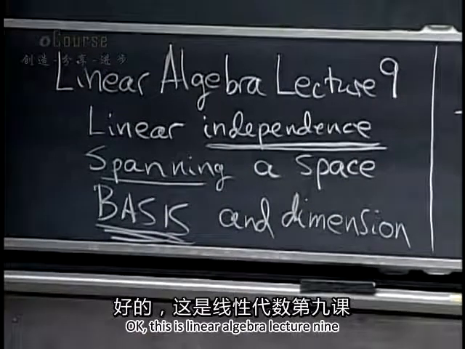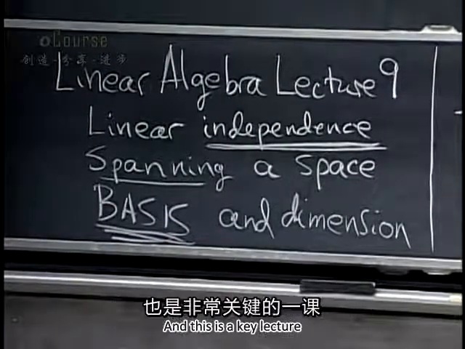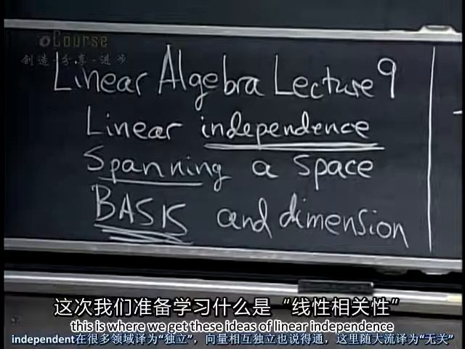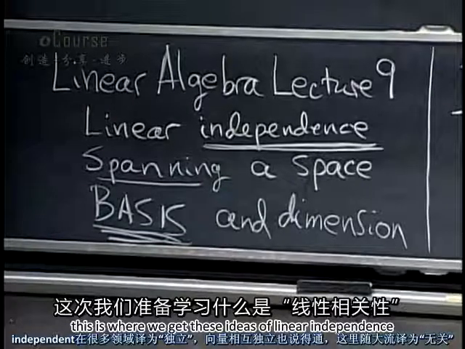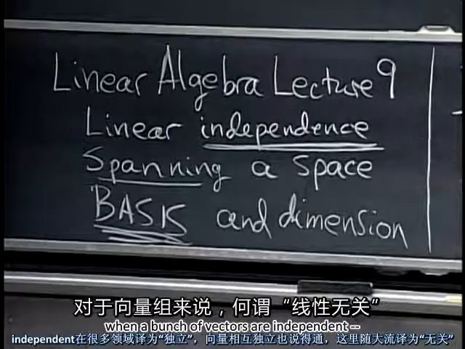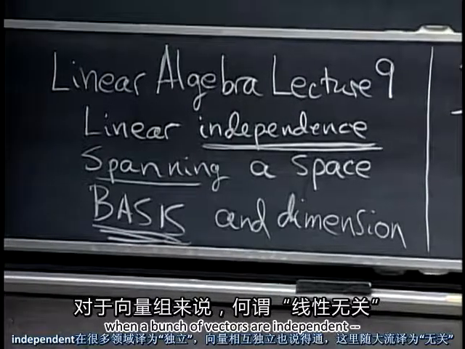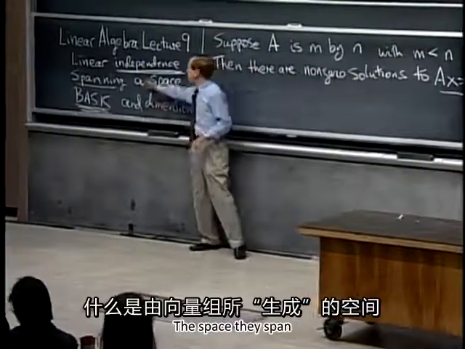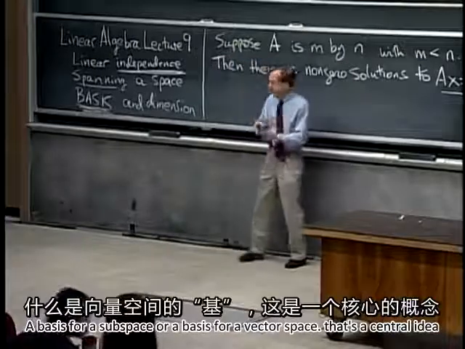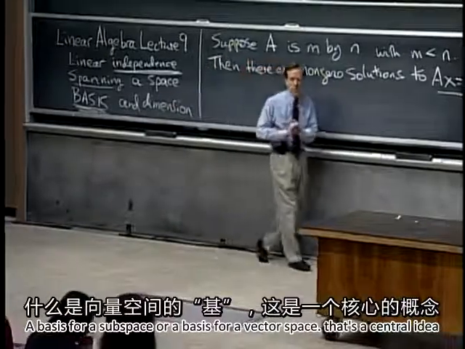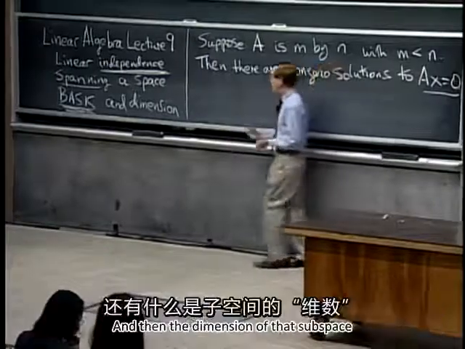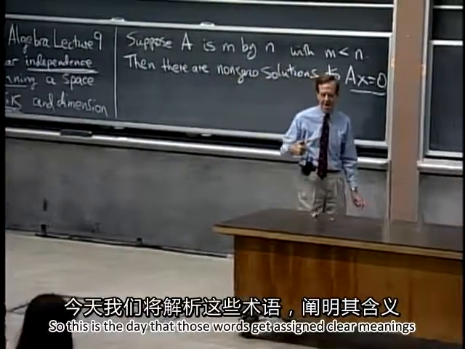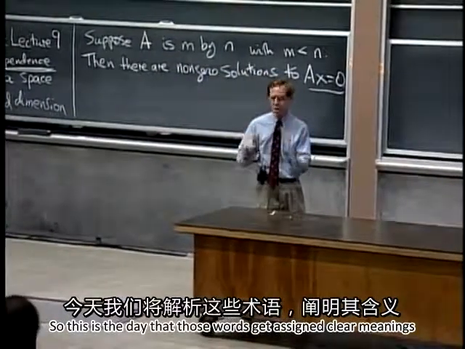Okay, this is Linear Algebra Lecture 9, and this is a key lecture. This is where we get these ideas of linear independence, when a bunch of vectors are independent or dependent, that's the opposite, the space they span, a basis for a subspace, or a basis for a vector space, that's a central idea, and then the dimension of that subspace. So this is the day that those words get assigned clear meanings.